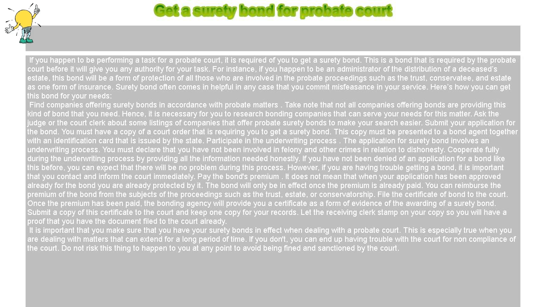File the certificate of bond to the court. Once the premium has been paid, the bonding agency will provide you a certificate as a form of evidence of the awarding of a surety bond. Submit a copy of this certificate to the court and keep one copy for your records. Let the receiving clerk stamp on your copy so you will have a proof that you have the document filed to the court already.